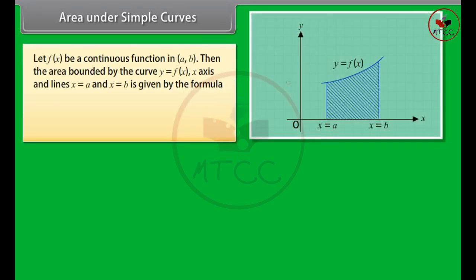Let f of x be a continuous function in [a, b]. Then, the area bound by the curve y equals f of x, x-axis and lines x is equal to a and x is equal to b is given by the formula A is equal to modulus of integral from a to b of f of x with respect to x, provided f of x is greater than or equal to 0 or f of x less than or equal to 0 for each x belongs to [a, b].